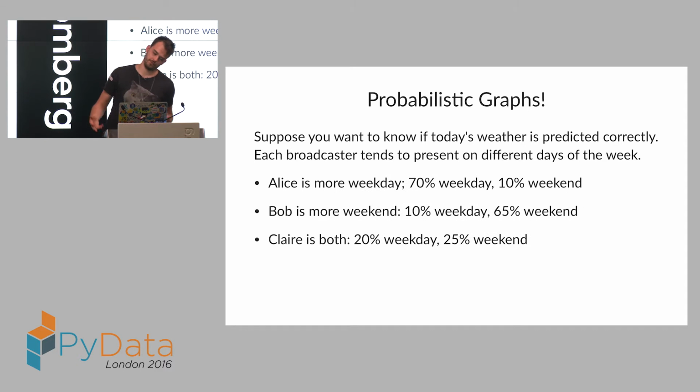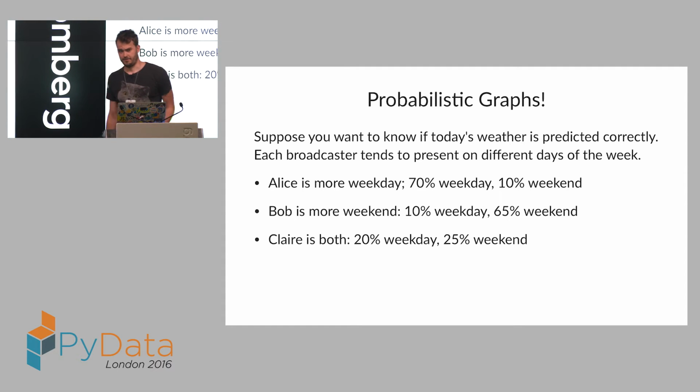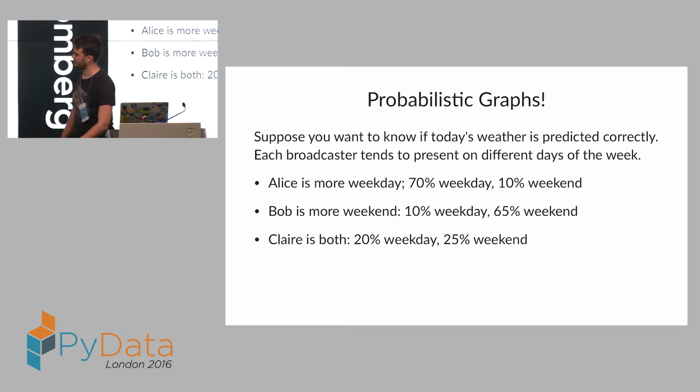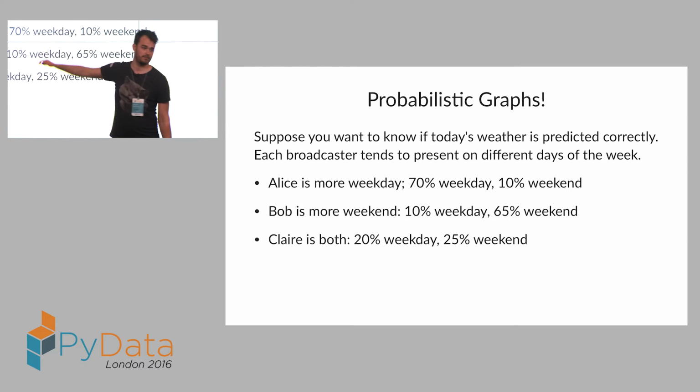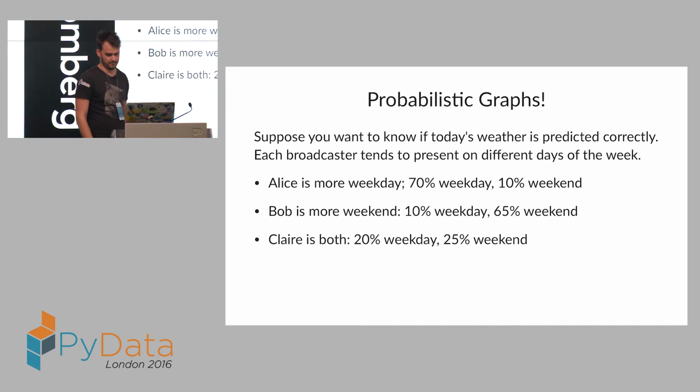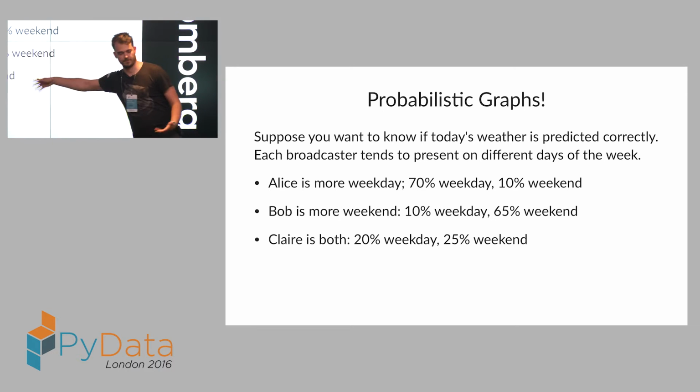Let's then also assume that, if I know the person, I know about how likely it is the weather is going to be predicted correctly. But let's then also assume that depending on the weekday, we might know a little bit more about whether Alice is going to be predicting, or whether Bob is going to be predicting, or whether Claire is going to be predicting. And you should notice that this sums up to 1. And obviously, this then also sums up to 1.